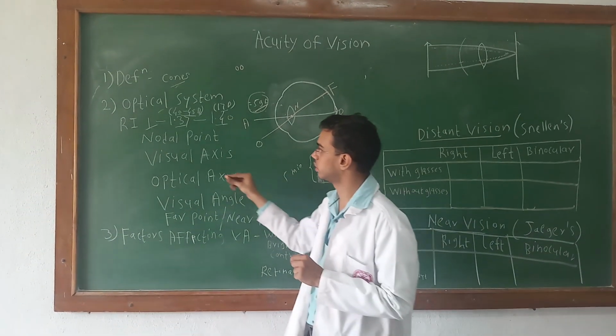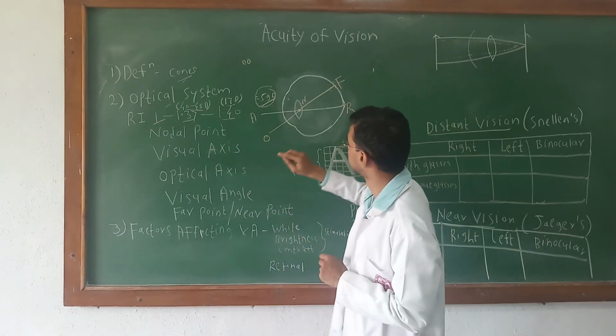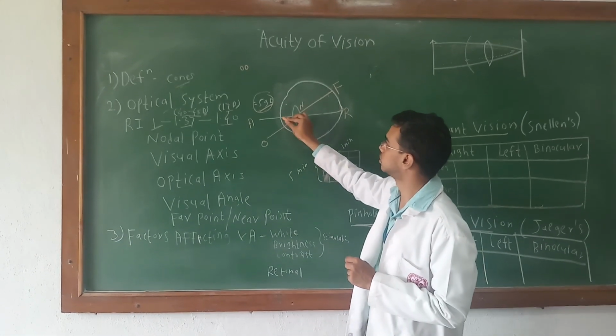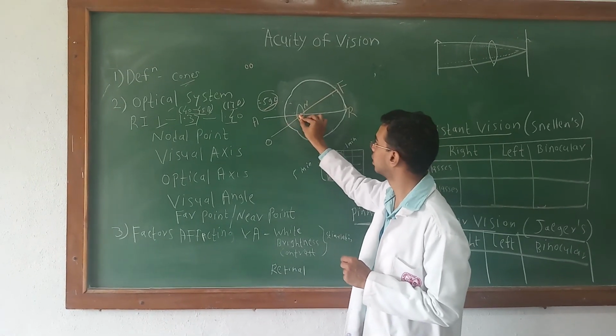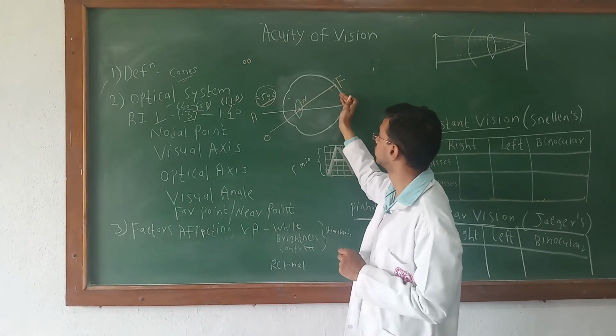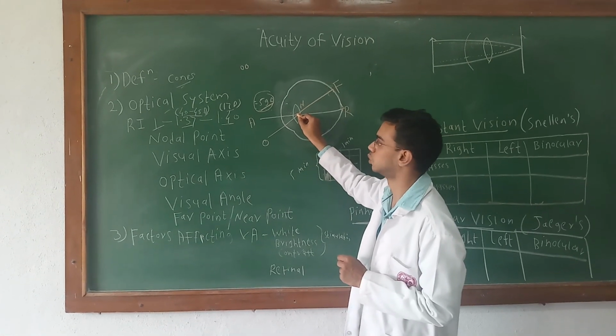Some definitions. What is the nodal point? The nodal point is placed about 7 mm behind the cornea and 17 mm in front of the retina. That is called the nodal point.